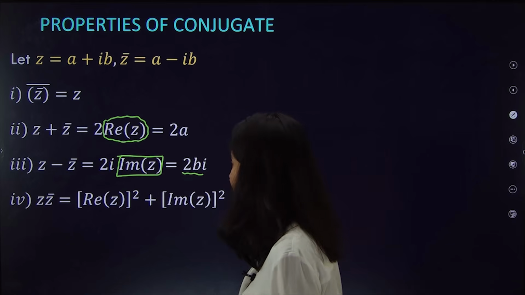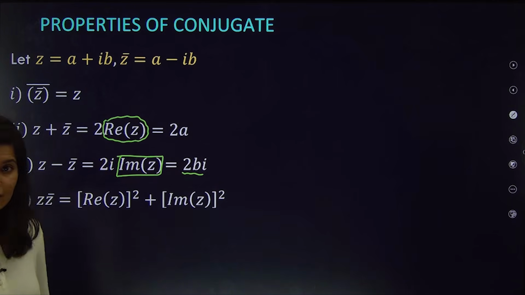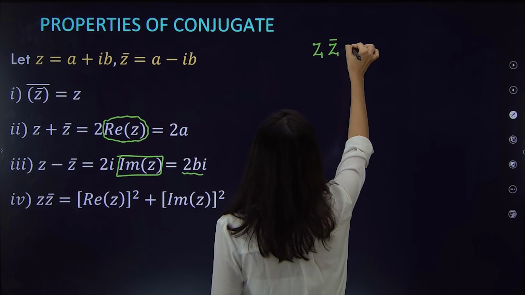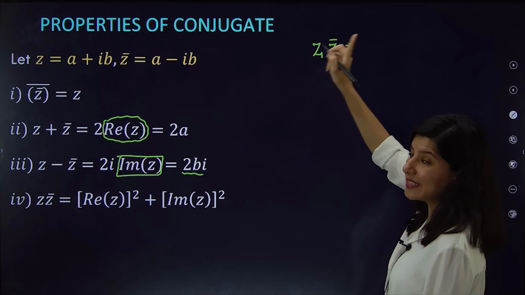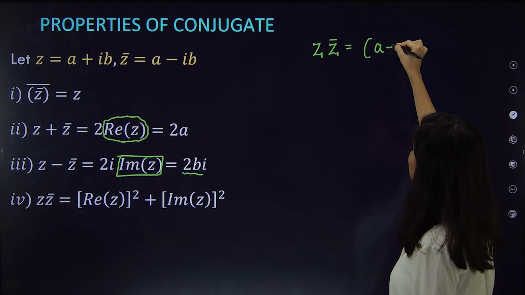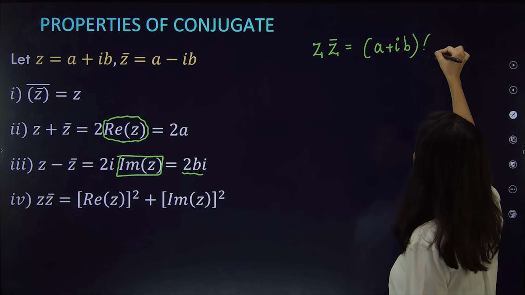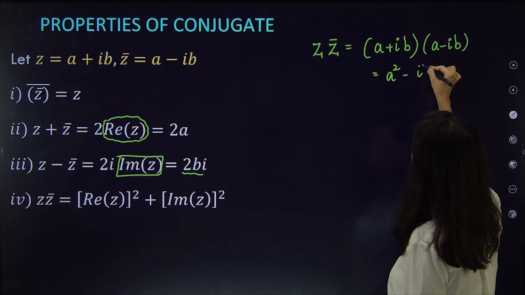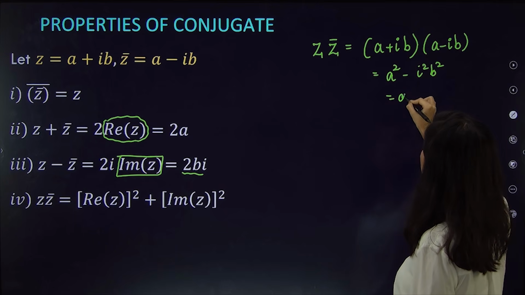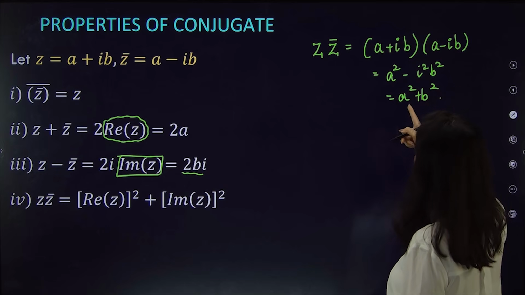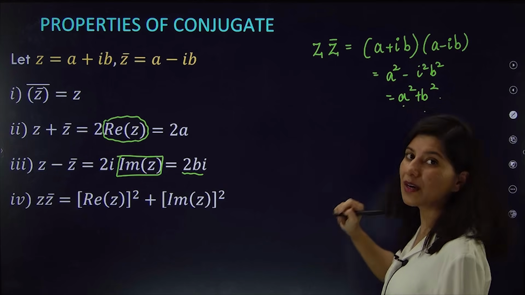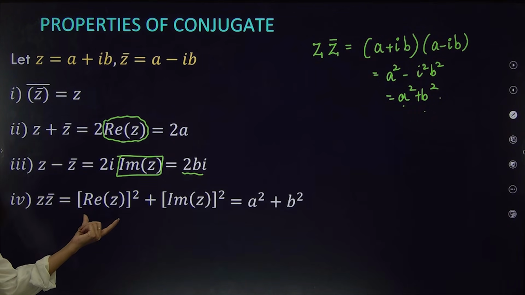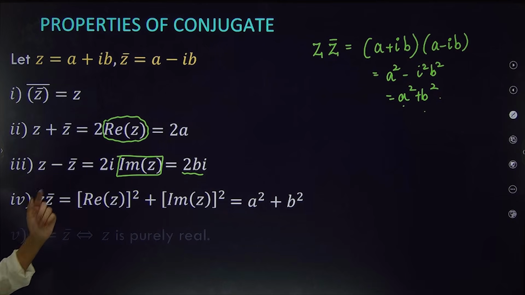All right. Now this is very important. Let me show you: multiplication of z with its conjugate. So a plus iota b times a minus iota b will become a square minus iota square b square. Iota square is minus 1, so a square plus b square. Right? So this is the real part square plus imaginary part square of z, the original. So z times z bar is a square plus b square, that means real part of z square plus imaginary part of z square.